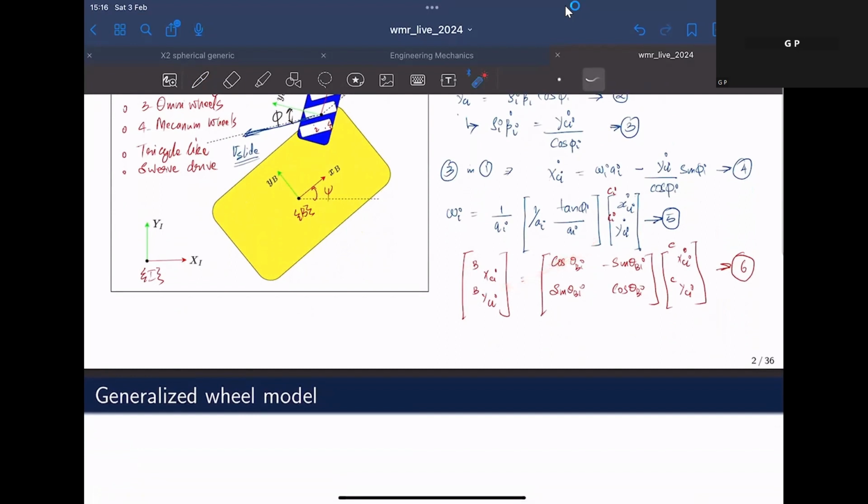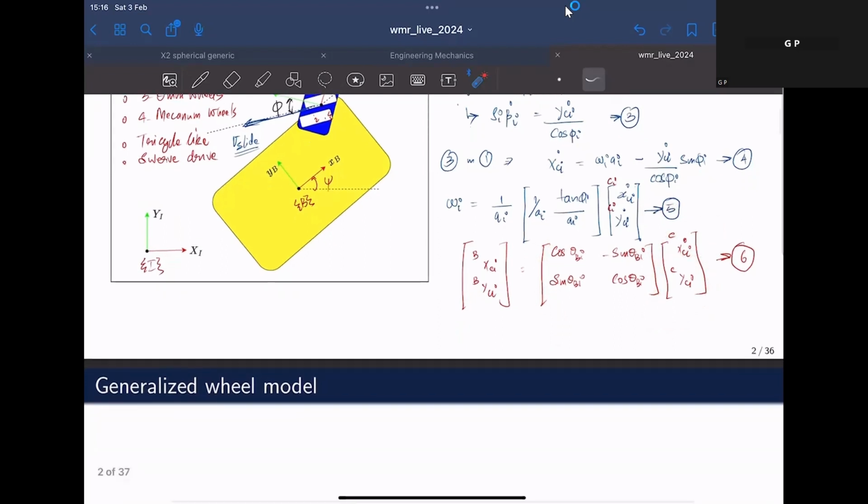How do we do that? If you take the inverse of this transformation matrix, this rotation matrix, and re-multiply with respect to this vector, we'll get this vector. So substituting that, we can easily bring everything in terms of the body frame B.